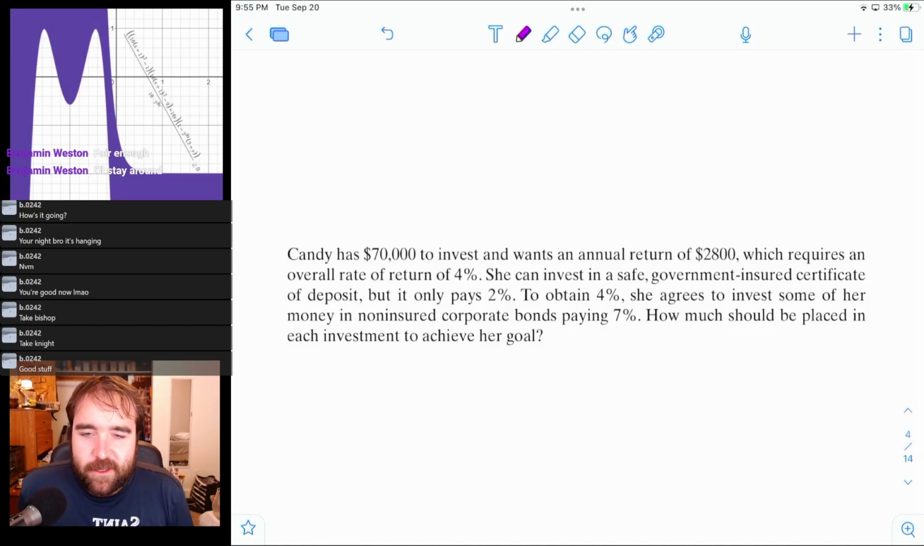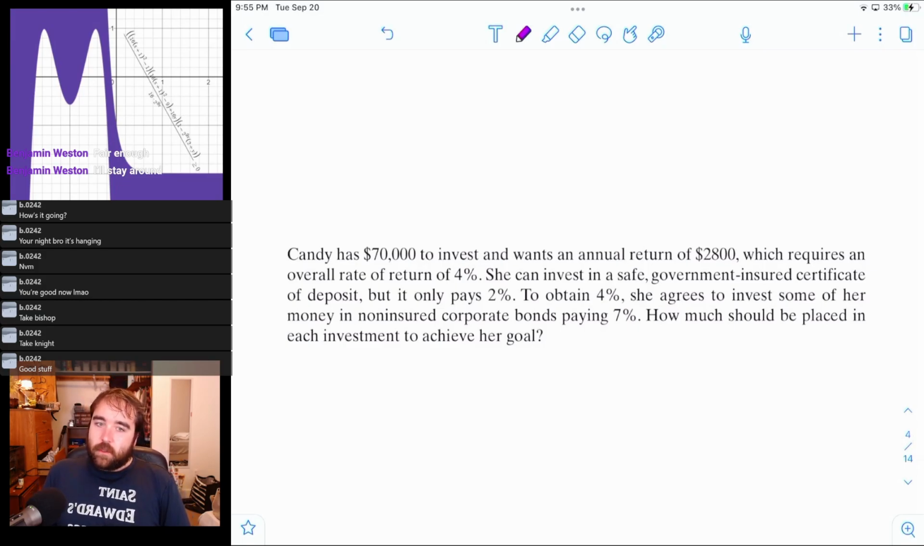So, some more investing. Candy has $70,000 to invest and wants an annual return of $2,800, which requires an overall return rate of 4%. She can invest in a safe government-insured bond, insured certificate of deposit, but it only pays 2%. To obtain 4%, she agrees to invest some of her money in non-insured corporate bonds, paying 7%. How much should be placed in each investment to achieve her goal?